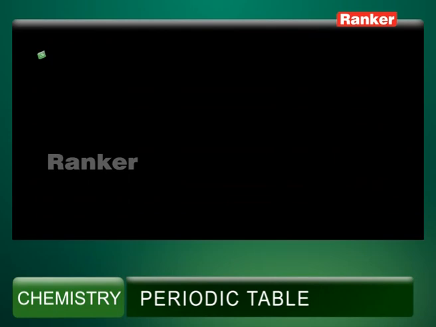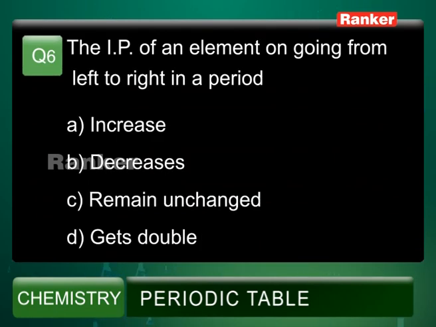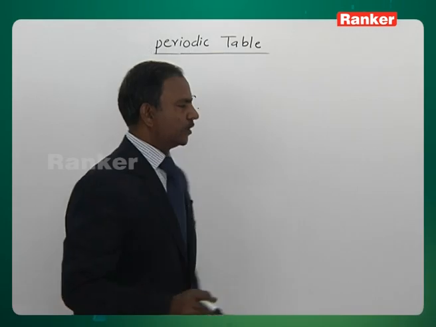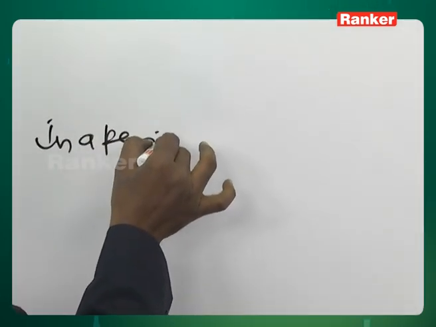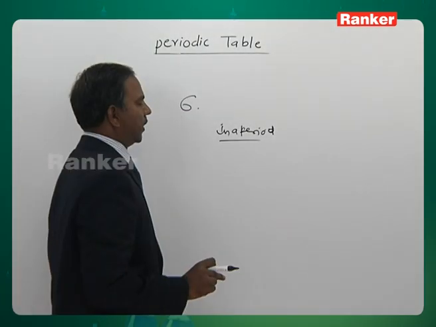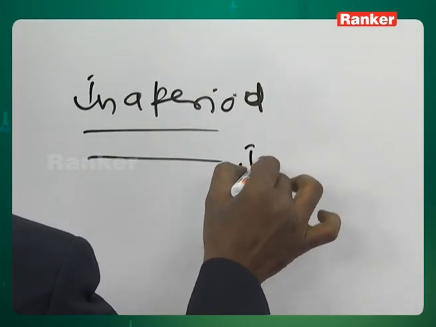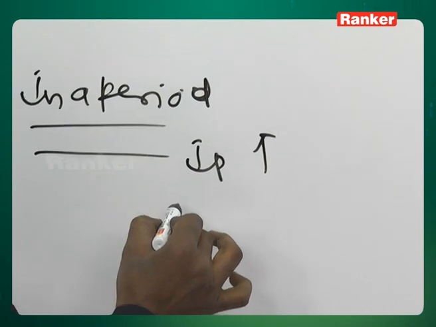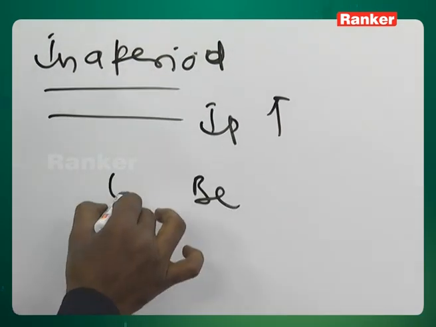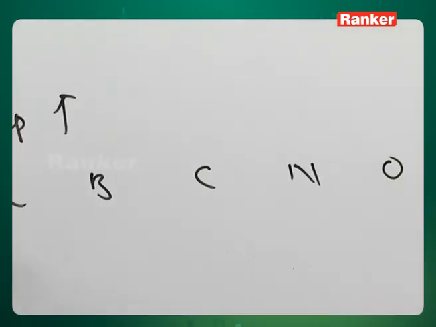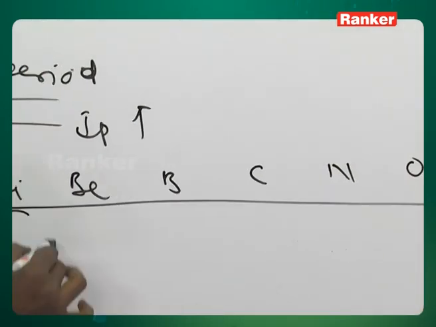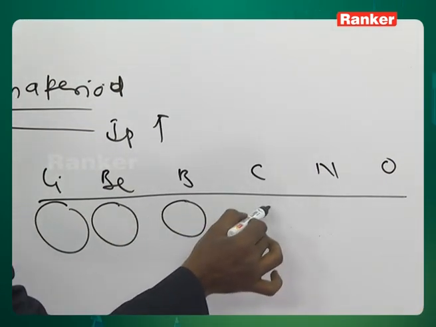Question number 6. The IP of an element on going from left to right in a period: increases, decreases, remains unchanged, or gets double. So generally in a period, left to right, IP values increase. Why? Take lithium, beryllium, boron, carbon, nitrogen, oxygen. From left to right, atomic size is gradually decreasing.